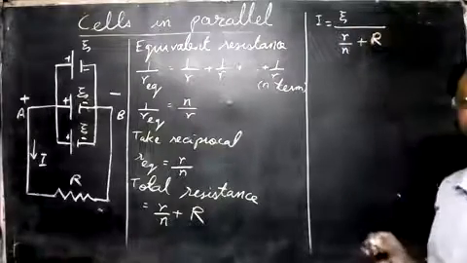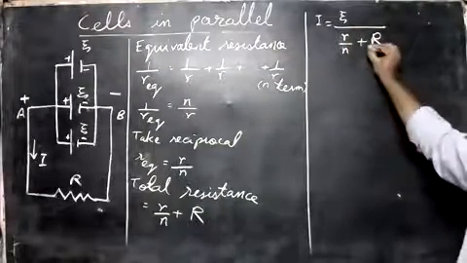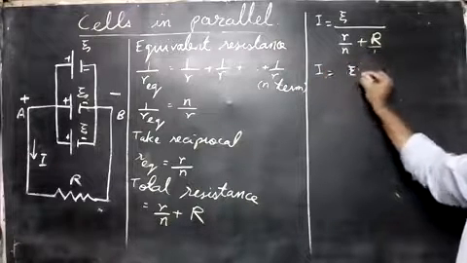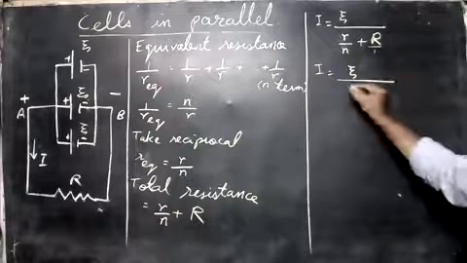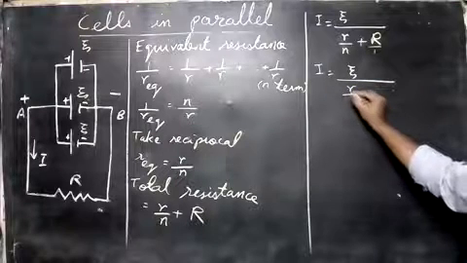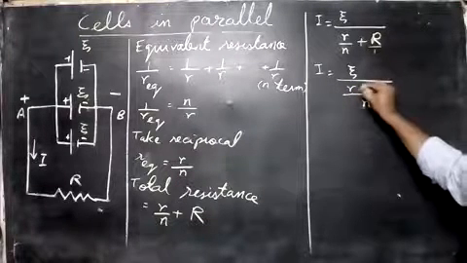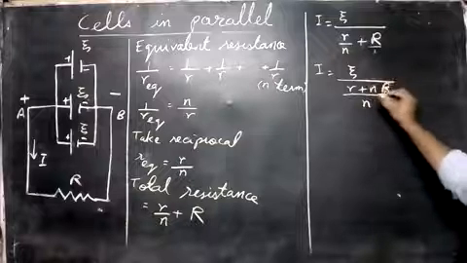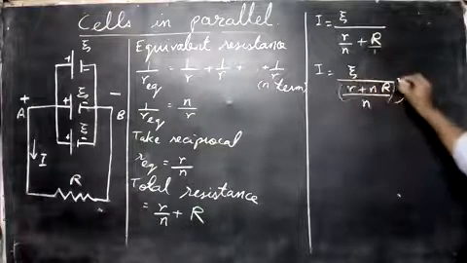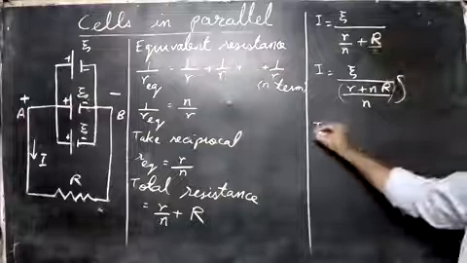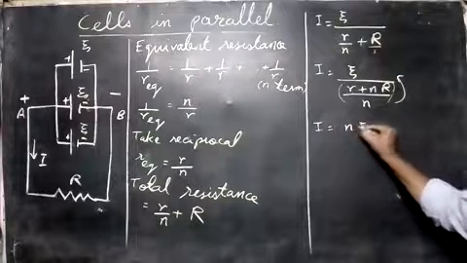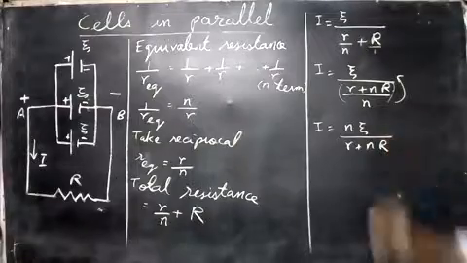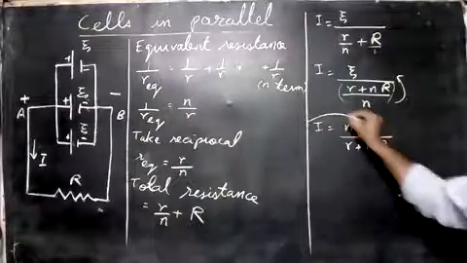Now what we do is take the LCM here. This capital R means capital R by 1. So I is equal to psi by r by n plus R. I'll take the common denominator n, and this is 1 only, so cross multiply, so plus n times R. So you can take it up, n goes upwards. So we have here I is equal to n times psi by r plus n times capital R. This is the term we have.